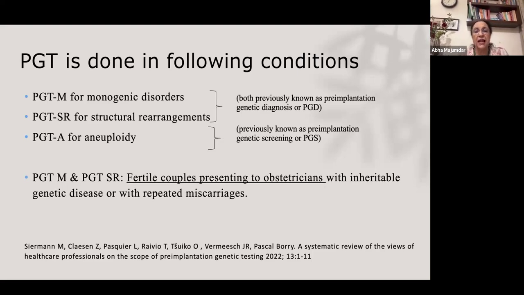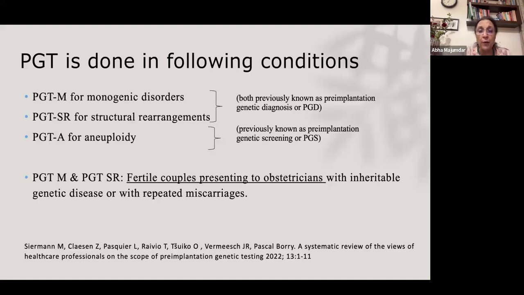Now, M and SR is for fertile couples presenting to all obstetricians with inheritable genetic disease or with repeated miscarriages. Like someone comes, you get to know that this child has muscular dystrophy, or this child is thalassemia major. Then we go back testing the father, mother, and we find, oh, this was an autosomal recessive disease, or the other one was a dominant.